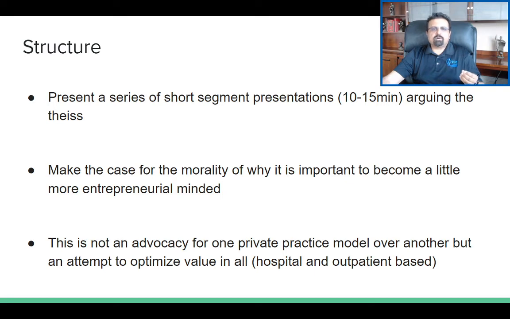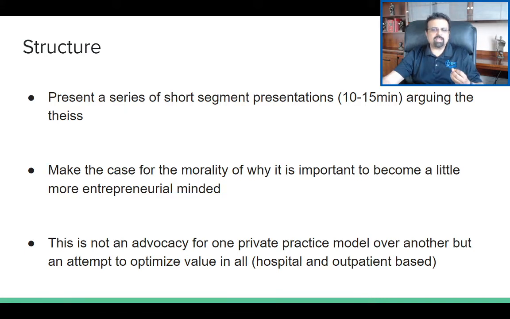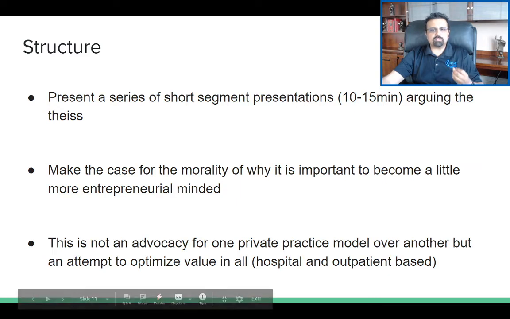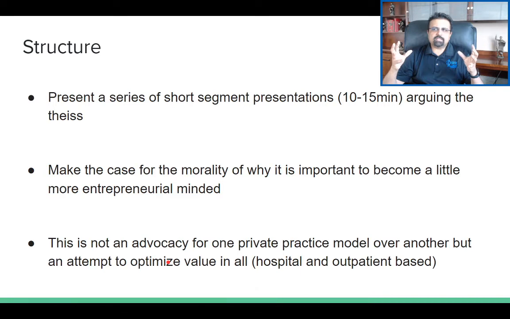The structure for my channel is going to be a series of short segment, hopefully 10 to 15 minute presentations arguing the thesis, in which I hopefully can make the moral case for why it's going to become important for us to become more entrepreneurial minded. Oftentimes, there is a sense by a lot of healthcare providers and professionals that it's not the most ethical thing or the most moral thing to think in terms of an entrepreneurial mindset when looking at establishing a clinical practice.